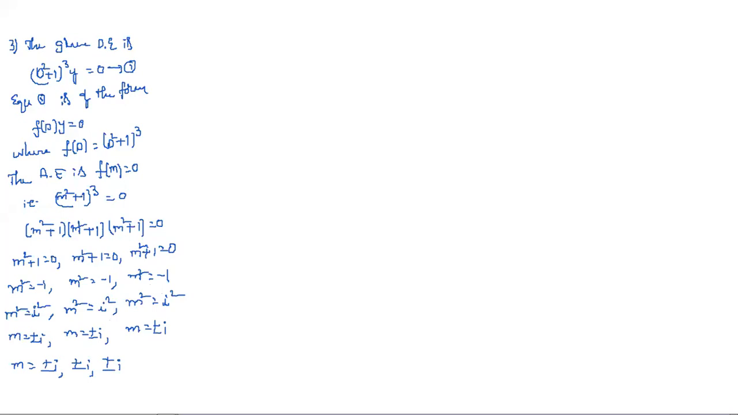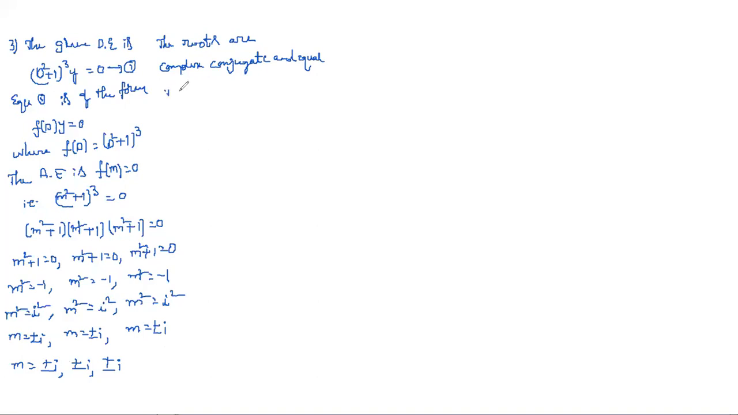Which roots did we get? We got the roots are complex conjugate, and along with that, are they equal? Here it is plus or minus i, plus or minus i, plus or minus i. So the roots are complex conjugate and equal. And how many are equal here? Three are equal.